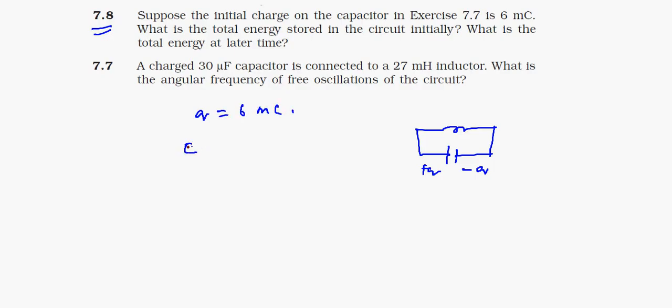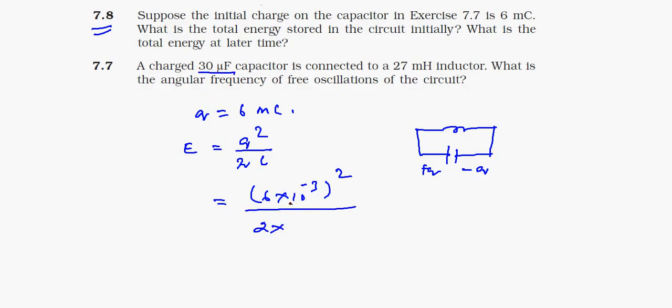The energy in the capacitor is Q squared by 2C, which is 6 into 10 to the power minus 3 whole squared divided by 2 into C is 30 microfarad, so this is 30 into 10 to the power minus 6, which comes to be 0.6 joules.